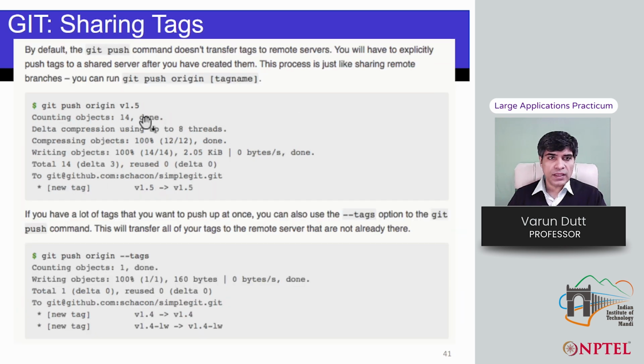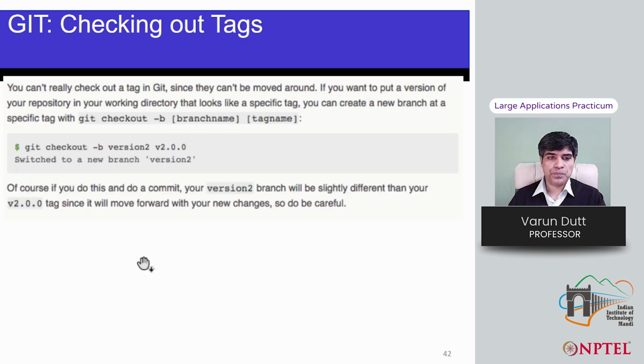If you want to push the changes to the global repository, we have already seen it, but tags don't get transferred automatically. To transfer the tags, we have to push them explicitly. So we have to write git push origin, the name of the tag. Also remember that we can do git push origin --tags, which will push all the tags. The first is for a specific tag, and this is for all the tags.